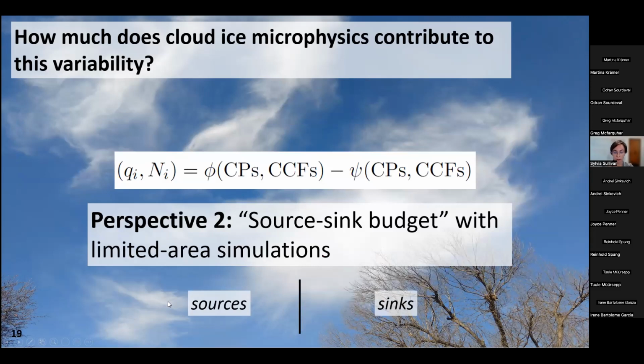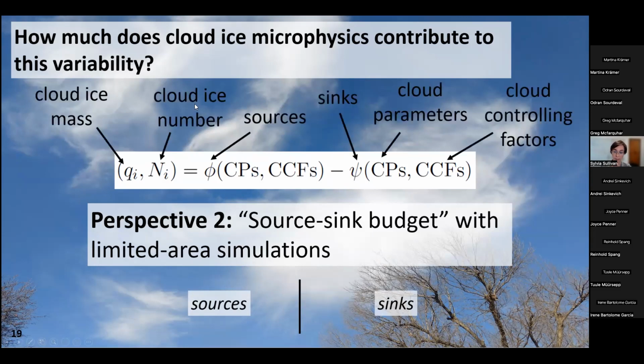So then I want to transition to a second perspective here that has to do with sources and sinks. So again, there's a mathematical formulation of that perspective here, where we think about ice mass and number as being a function of sources and sinks that in turn depend on cloud parameters and cloud controlling factors.